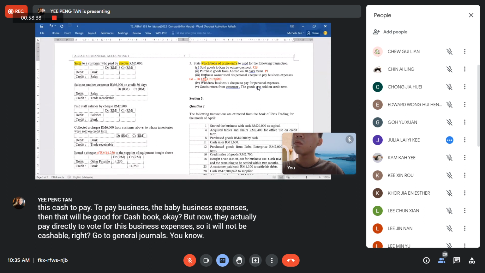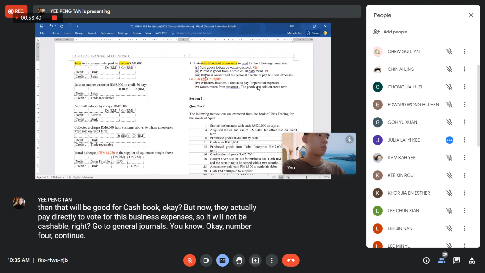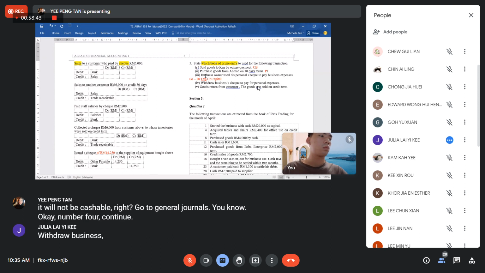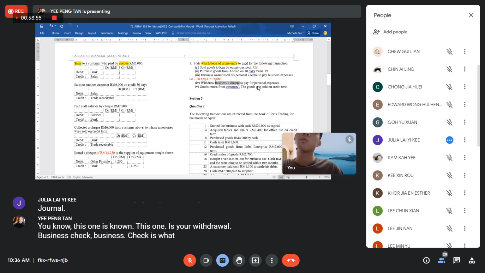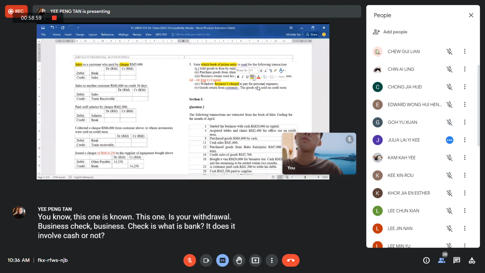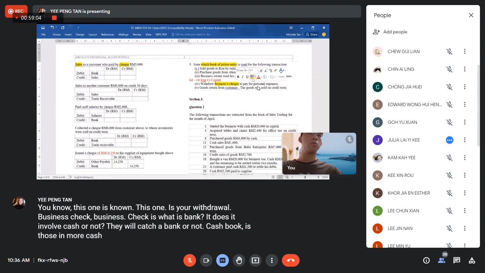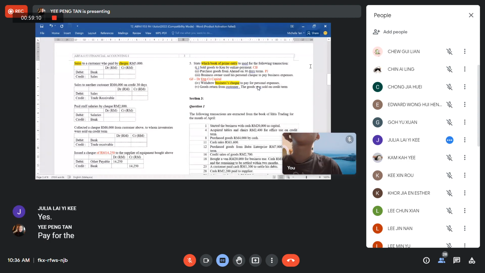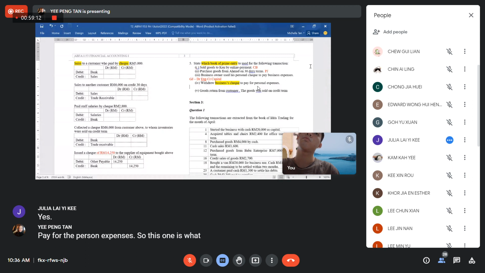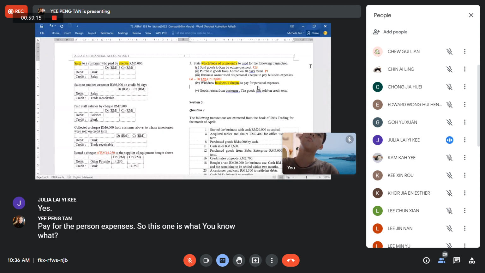Now, okay, number 4, continue. Withdraw business check to pay for personal expenses. General journal. No, this one is no. You withdraw a business check. Business check is what? It is bank. Does it involve cash or bank or not? Cash book is for those that involve cash or bank. Yes, isn't it? Pay for the personal expenses. So this one is cash book.